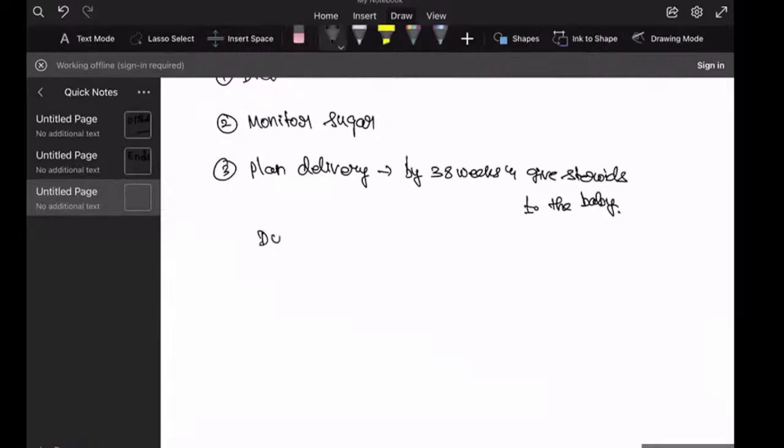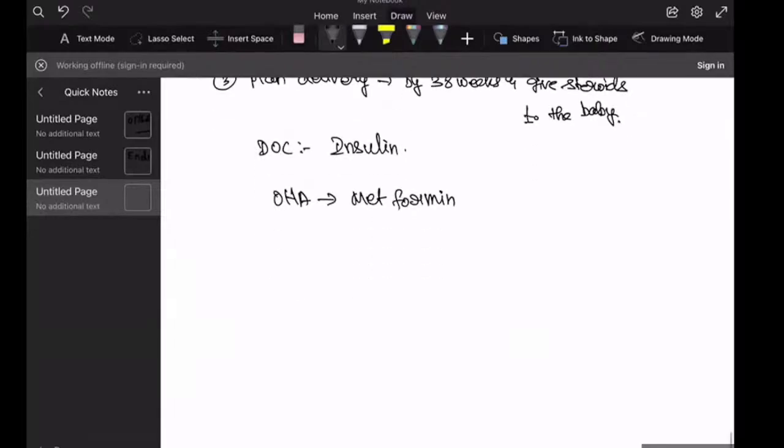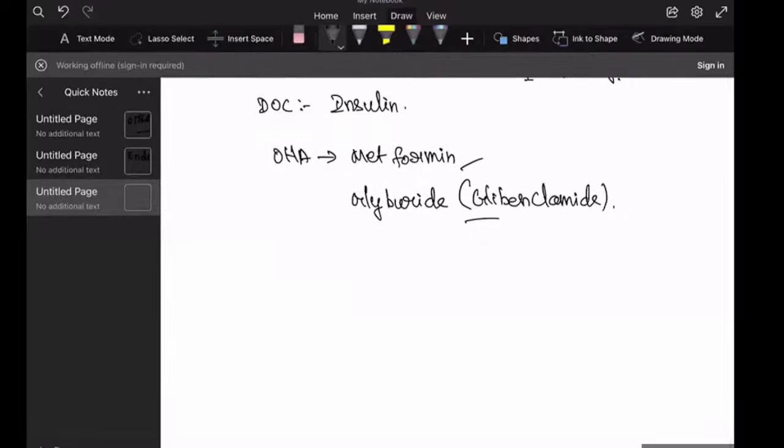What is the drug of choice for a diabetic mother, pregnancy induced diabetes, or a previously diabetic mother? Insulin. Very good. And what about OHA, oral hypoglycemic agents, which can be used in pregnancy? Metformin is correct, but they ask this drug, glyburide, also known as glibenclamide. They didn't ask metformin, they have asked glibenclamide. Which drug is safe in pregnancy? OHA glyburide, or glibenclamide, is safe in pregnancy.